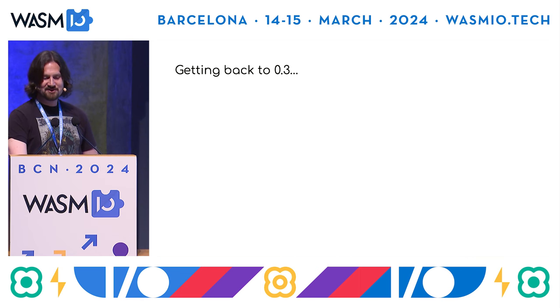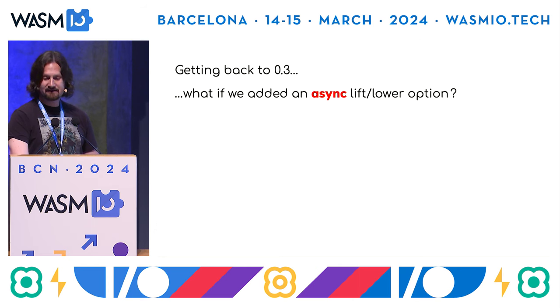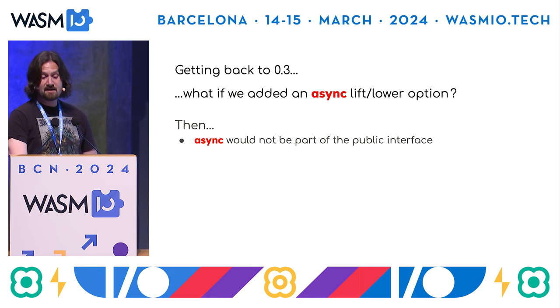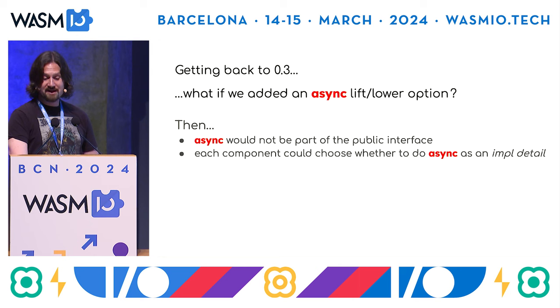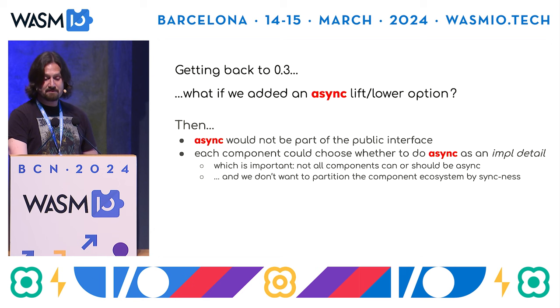So then getting back to our 0.3 question of what we can do to improve the concurrency situation, what if we added an async lift and lower option? Then async would not be part of the public interface, and instead each component could choose whether to do async as an implementation detail of that component, which is important because not all components can or should be async. And we don't want to partition the ecosystem based on this syncness. We don't want to have to say "what color is your component," by reference to the "what color is your function" blog post.